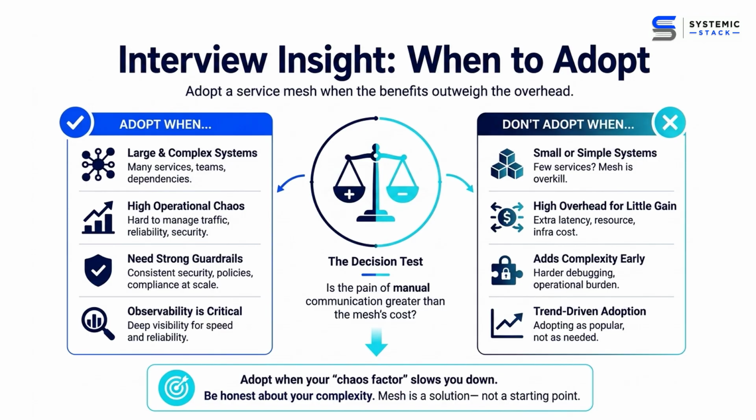Always weigh the benefits of observability and security against the increased cognitive load and infrastructure costs. The right time to adopt is when your chaos factor is actually preventing you from moving fast and staying reliable.